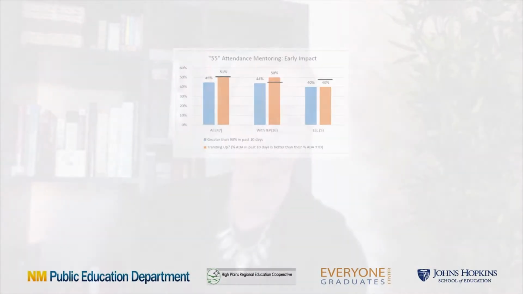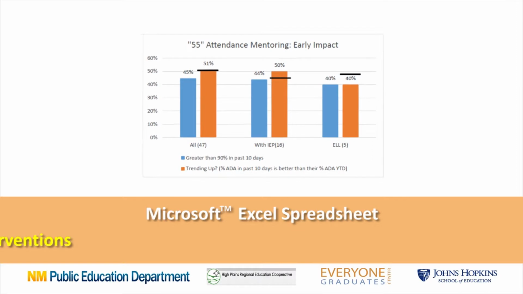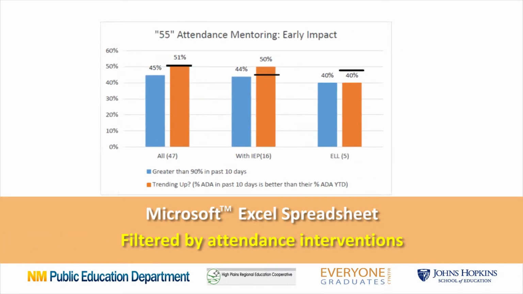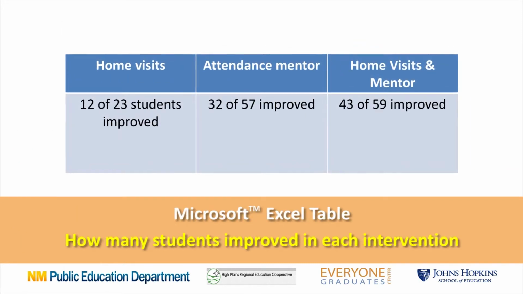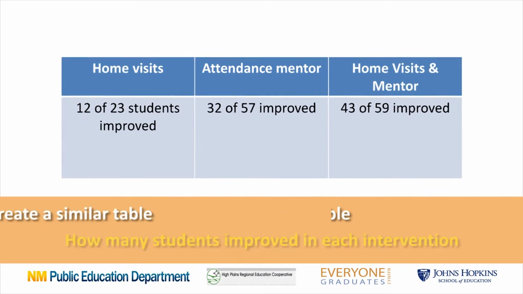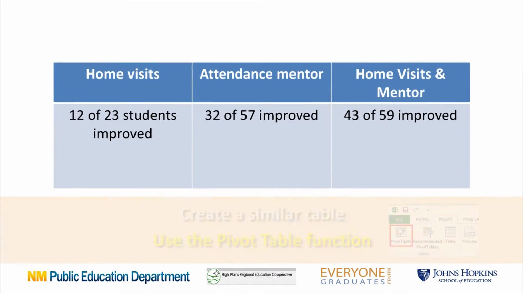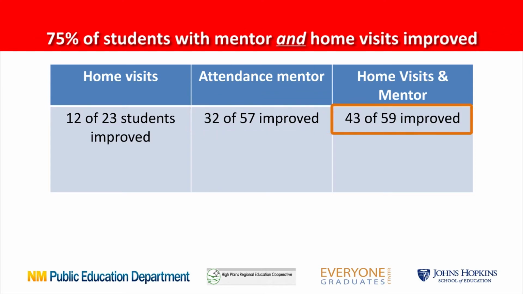The table shown now was created using Microsoft Excel. First, the information in the spreadsheet was filtered to include only attendance interventions. Second, a table was created from the information by counting how many students improved in each intervention. A similar chart can also be created using the pivot table function in Excel. As you can see, about half of the students who had an attendance mentor improved in attendance, and about 75% of the students who had a mentor and a home visit improved.